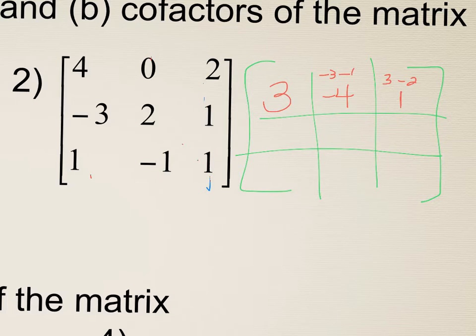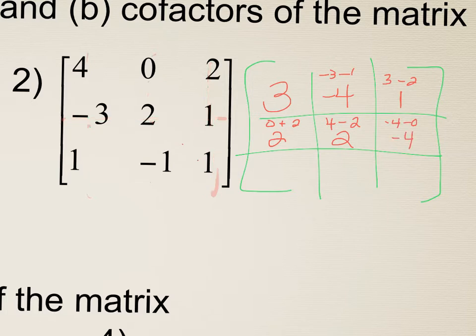So cross through row 2, column 1 first, and I get 1 times 0, which is 0, minus -1 times 2, which is a -2. That becomes +2. Cross through row 2, column 2 this time, and I'd get 1 times 4, which is 4, minus 2 times 1, which is 2, and that's 2. And then cross through row 2, column 3, and I get -1 times 4, which is -4, minus 1 times 0, which is 0, and I get -4.